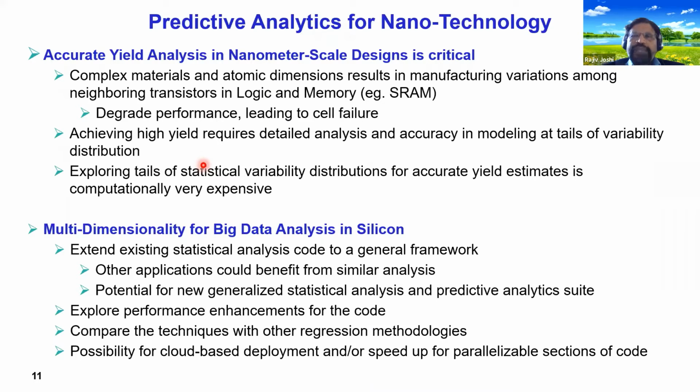Okay, it's many in megabytes kind of thing. So exploring scales of statistical variability distribution for accurate yield estimate is computationally very expensive. For the big data, you have all this multidimensionality. It is not one parameter. There are many parameters: VT, L, W, mobility, you name it, all kinds of things, grain sizes, and how they affect many things like that.